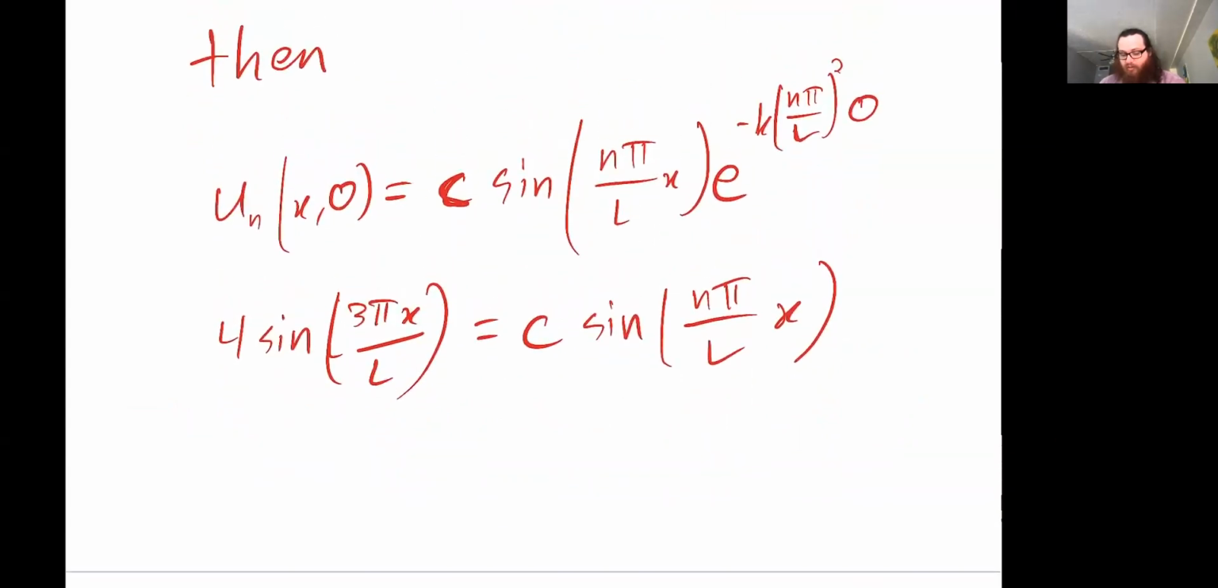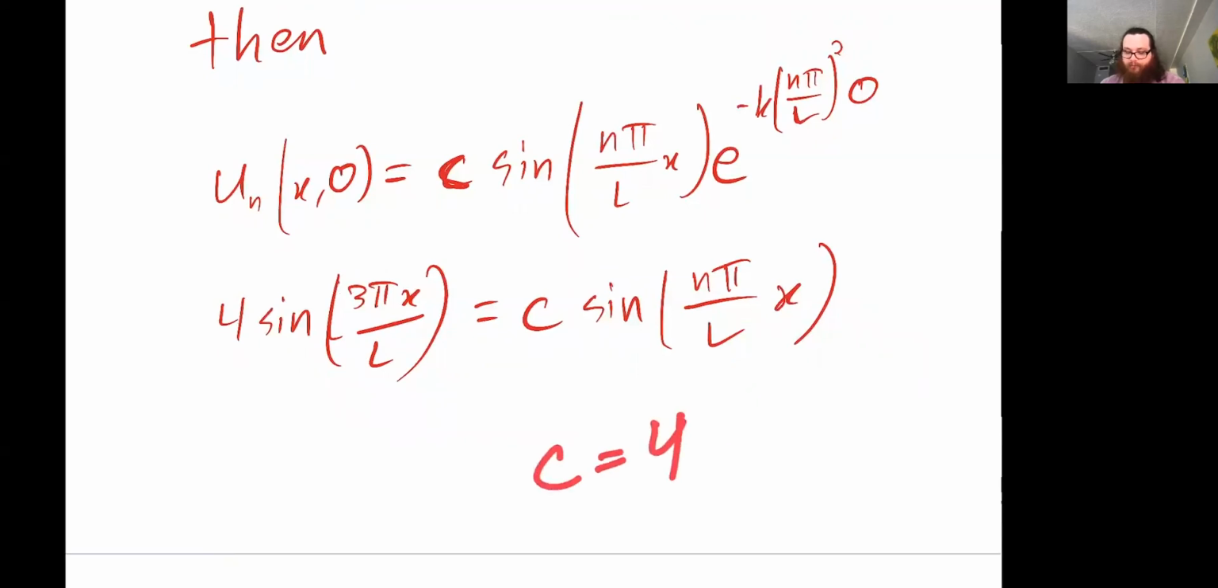So the question is, what should we choose to be C? What should we choose to be n? In this case, your gut reaction, initial guess, would be, let's just match the pieces. We have a sine of 3 pi x over L, and sine of n pi x over L. So let's set n equal to 3 so that this matches this. Then otherwise, we have this constant out here. So let's set C equal to 4.